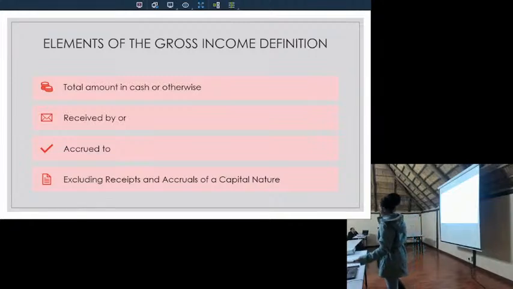And it is also incorrect to identify cash or otherwise as your trigger and use received by or accrued to principles. There are case laws for specific elements in your gross income definition. The only way to know this is going through everything and understanding everything. Please make sure that you spend time understanding those case laws. If you don't understand, consult.